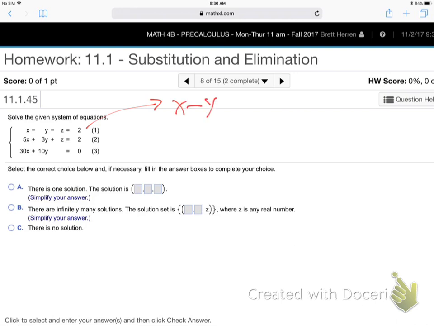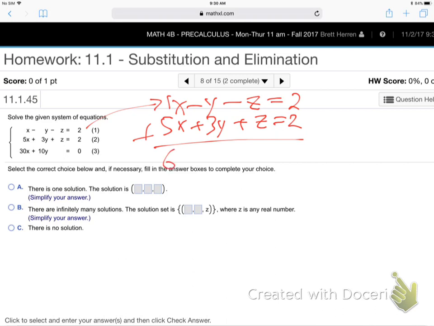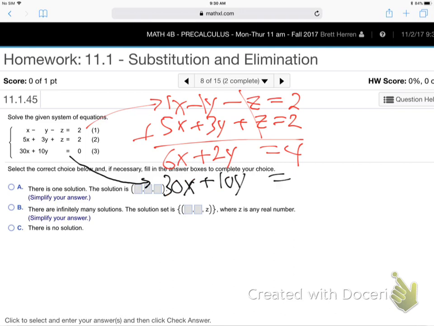I would just take x minus y minus z equals 2, 5x plus 3y plus z equals 2. And I would add those up. And I'd get what? 6x plus 2y, right? 3 minus 1. Z's cancel, and that's a 4 over there. So you see how I would get z to drop out of those first two? And then I've got that other equation that never had z, that second one, which is 30x plus 10y is 0.